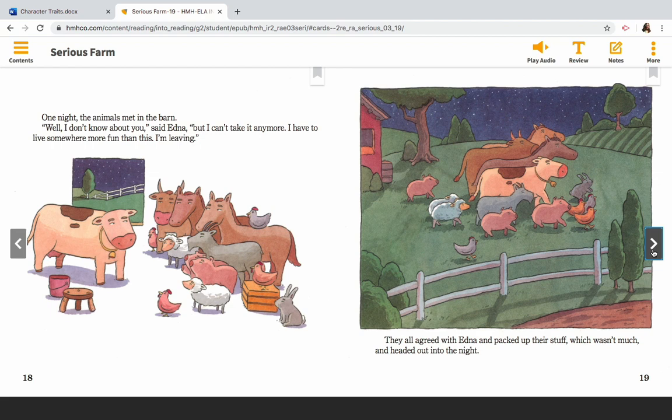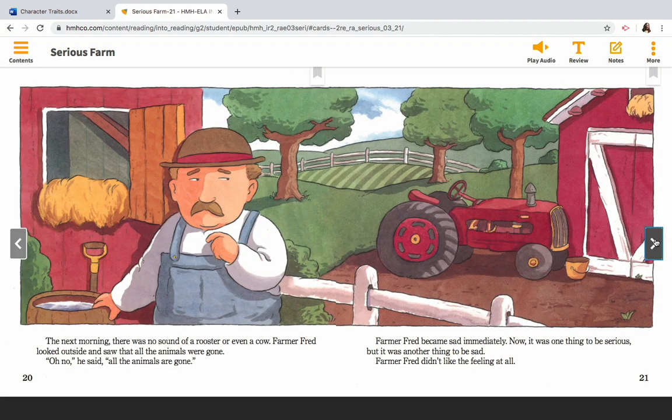Okay, so everybody's leaving. They must not feel very happy, right? The next morning, there was no sound of a rooster or even a cow. Farmer Fred looked outside and saw that all the animals were gone. "Oh no," he said, "all the animals are gone." Farmer Fred became sad immediately.